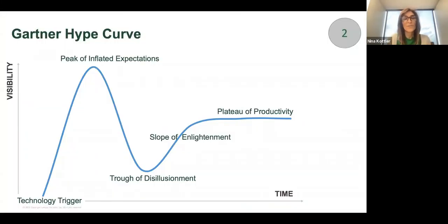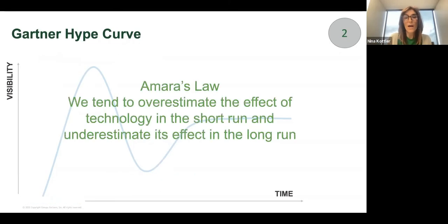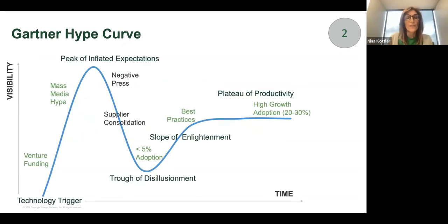Number two, I don't know if you guys have heard of the Gartner hype curve. Gartner is an information technology consulting company, and they created this curve that talks about the deployment of new technology and its maturity over time. And it tends to follow a very typical curve. And that curve is based on Amara's law. Amara's law states that we tend to overestimate the effect of technology in the short run and underestimate it in the long run. So here's the hype cycle, or the hype curve.